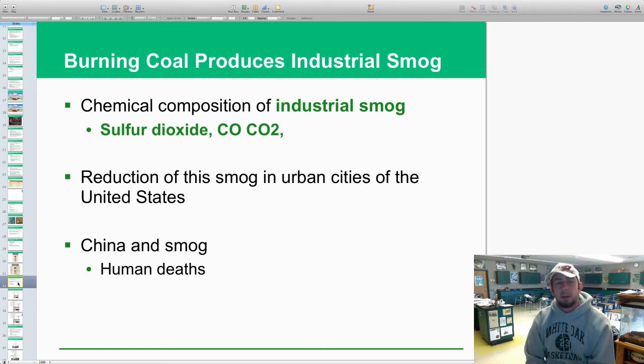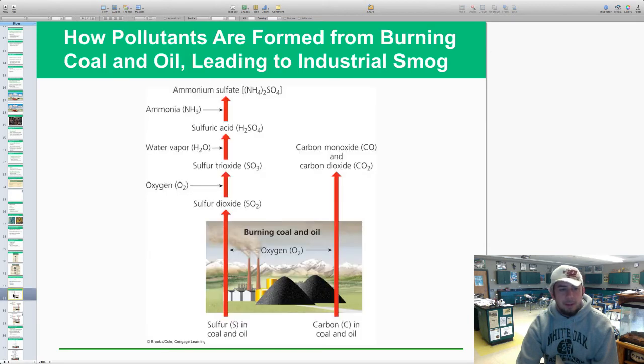Industrial smog is mostly made up of sulfur dioxide, carbon monoxide, and carbon dioxide. Again, we've seen a reduction of this smog in urban cities in the United States because of our air quality regulations, which we'll talk about at the end of this chapter. But unfortunately, China does not have such regulations at this time, and we've seen a lot of human deaths caused from that smog in that Asian brown cloud. Let's actually talk about how this forms from burning coal and oil, since that's where we're seeing most of our industrial smog come from.